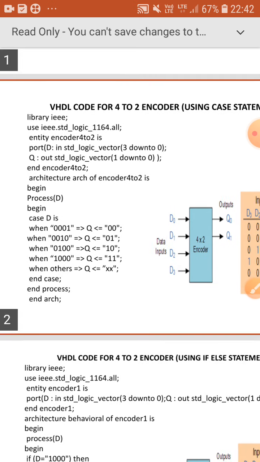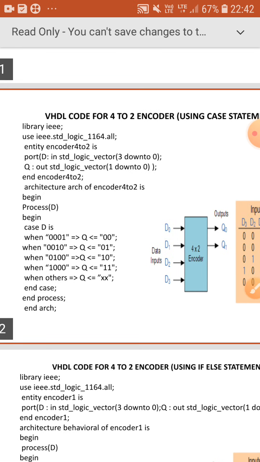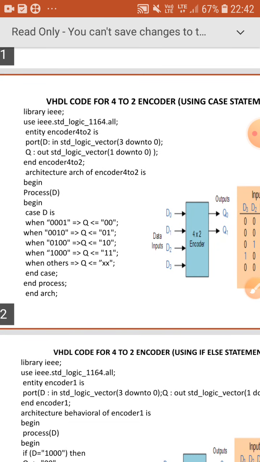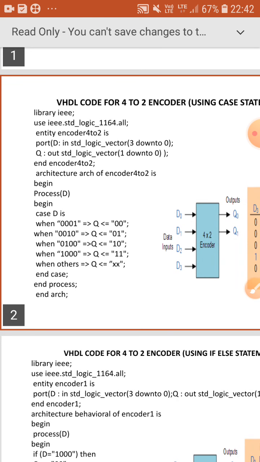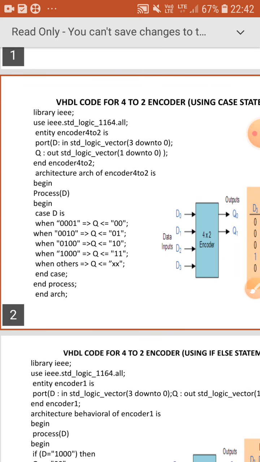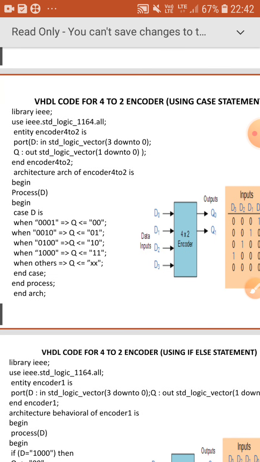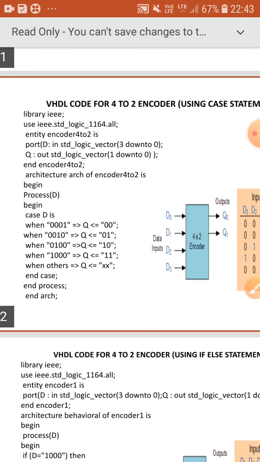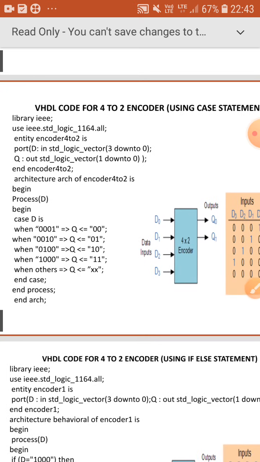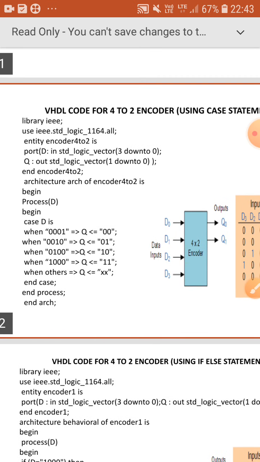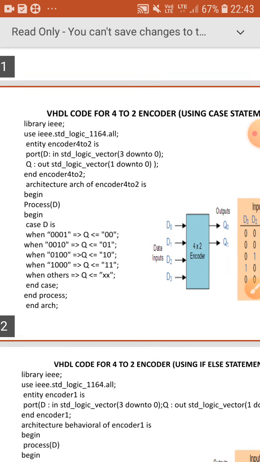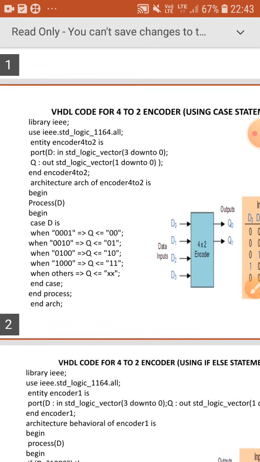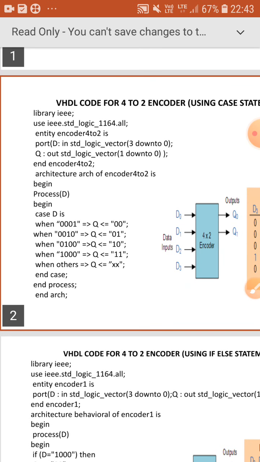Next I am declaring the input and output ports of the 4 to 2 encoder. D is the input, Q is the output. If you declare D0, D1, D2 and D3 as inputs, you have to use STD logic only. Here I am taking D. D is a 4 bit value, so you have to write STD logic vector 3 down to 0. D of 3, D of 2, D of 1, D of 0. D of 3 is the MSB, D of 0 is the LSB.